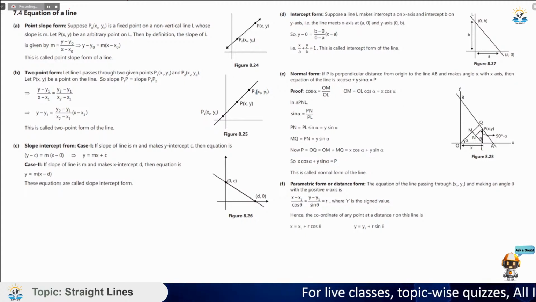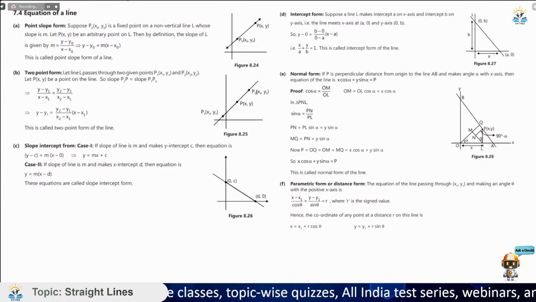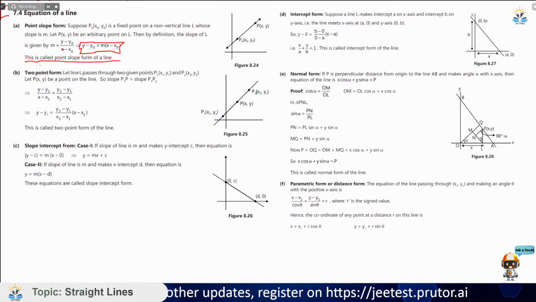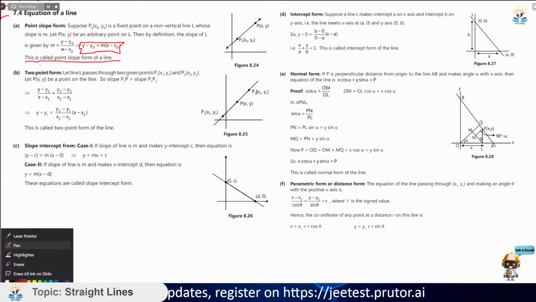So if m is equals to (y minus y1) upon (x minus x1), I will cross multiply, then we get y minus y1 is equals to m (x minus x1). Here I have used y0 in place of y1, just a representation. This equation is known as the slope point form of a line.